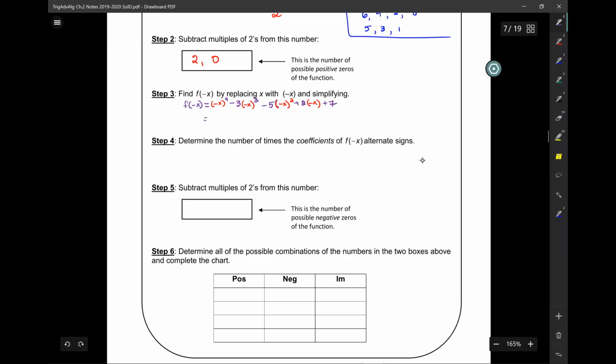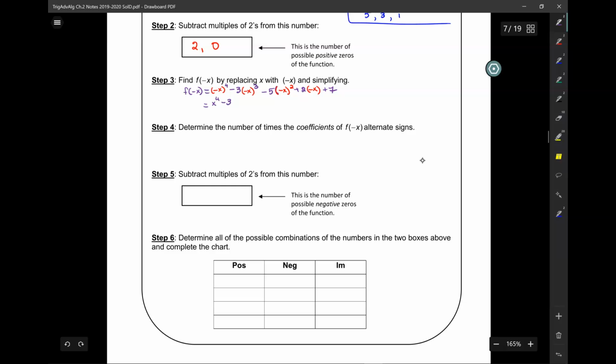Okay, so now let's simplify. Negative x to the power of 4. Do I end in positive or negative? If you have a negative number raised to the power of 4, it's negative times negative, negative times negative, positive. If it's an even number, it's positive. So x to the 4, minus 3 times negative x cubed, minus 5 times positive x squared, minus 2x plus 7. Finally, f of negative x is x to the 4 minus minus is plus 3x cubed minus 5x squared minus 2x plus 7.